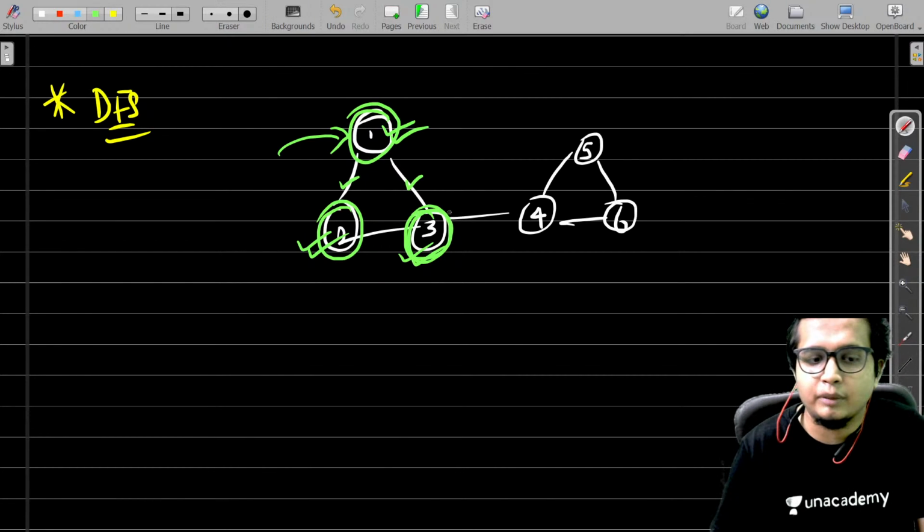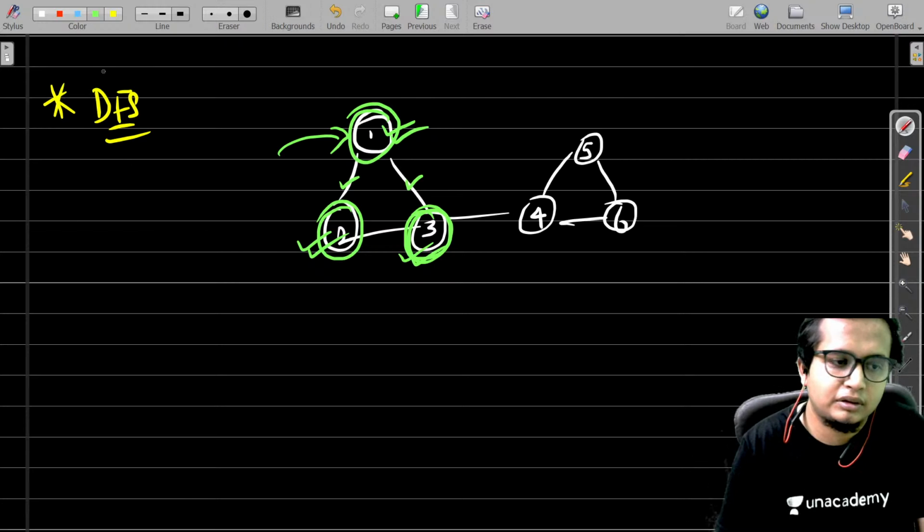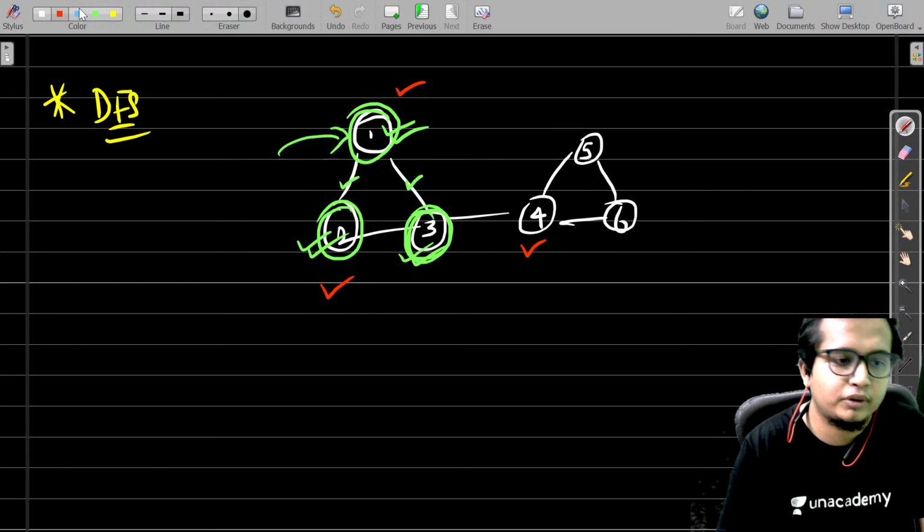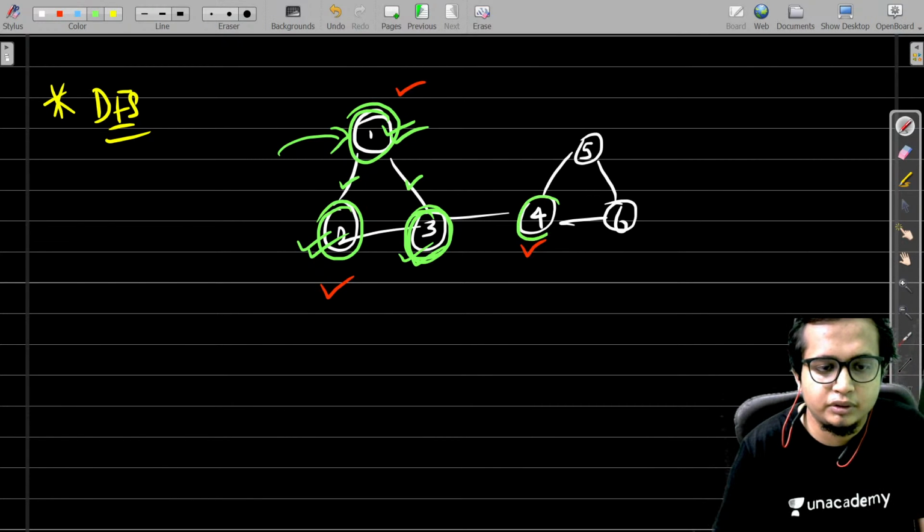Now the third node, how many nodes are actually connected to it? This is node number 1, node number 2 and node number 4. But node number 1 and node number 2 have already been visited, so I won't be visiting those nodes. I would go to node number 4. Okay, so I would visit this node.